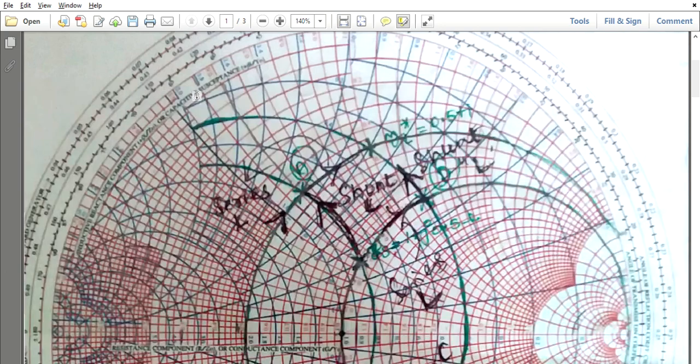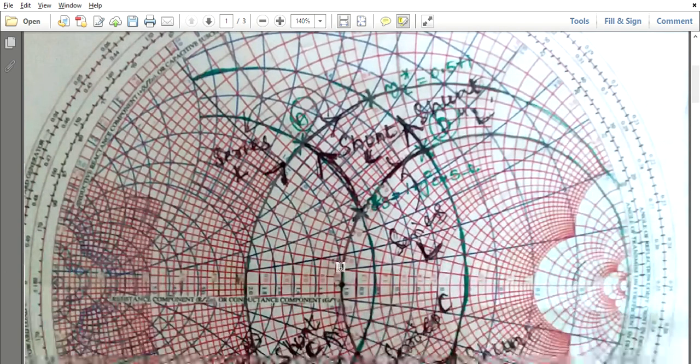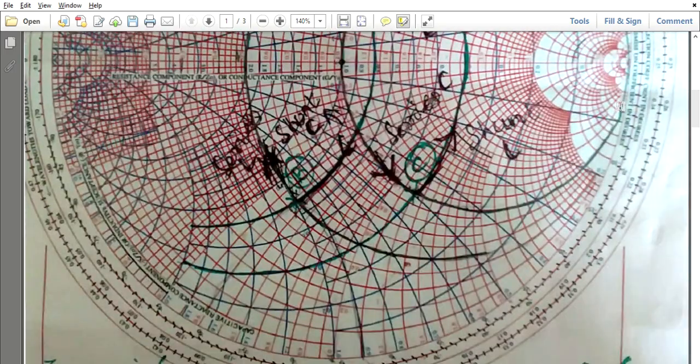Whatever reading we have in the inner circle, below the inner circle, that gives the reactance value. If the impedance is in the upper half of the Smith chart, then it will give the inductive reactance, and if it is in the lower half of the Smith chart, right, it will give the capacitive value.